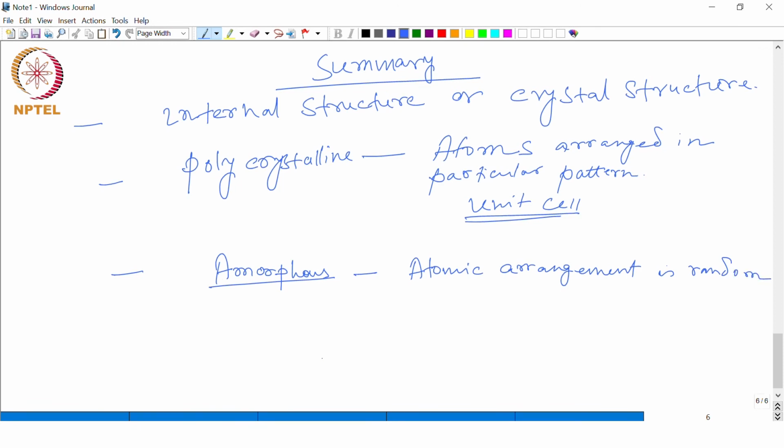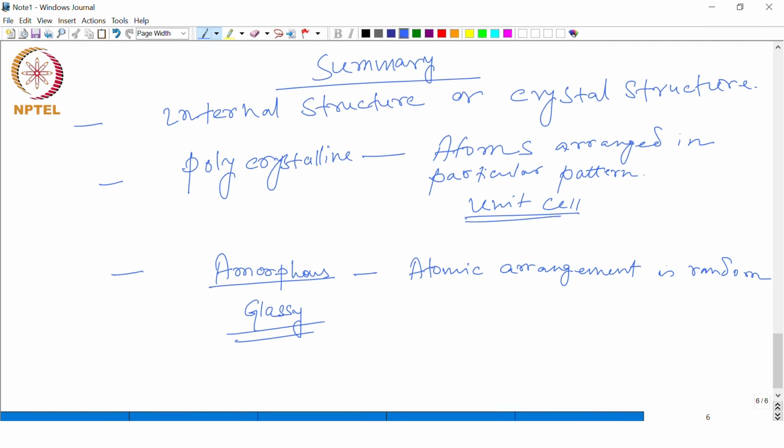In this case, there is no particular order for the arrangement of the atoms. They are arranged randomly. So, there is no unit cell or crystal structure that can be defined in this case, and this kind of structure is generally found in the glasses, and that is why this kind of material or structure is also known as glassy structure, right.